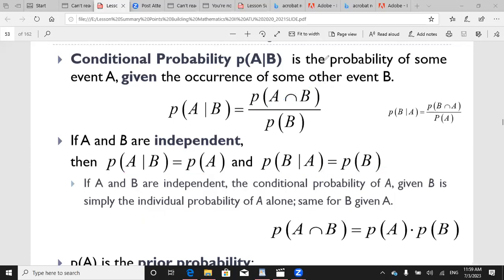Then it leads us to this very important formula. I'm aware you have another class.